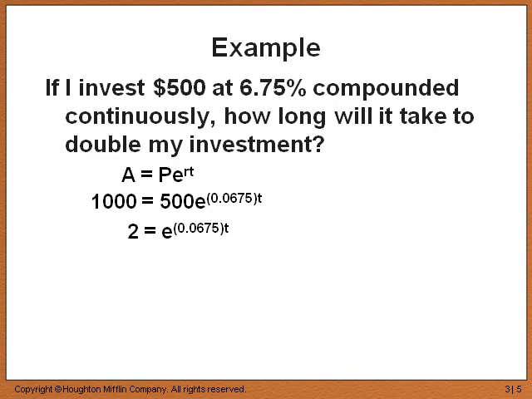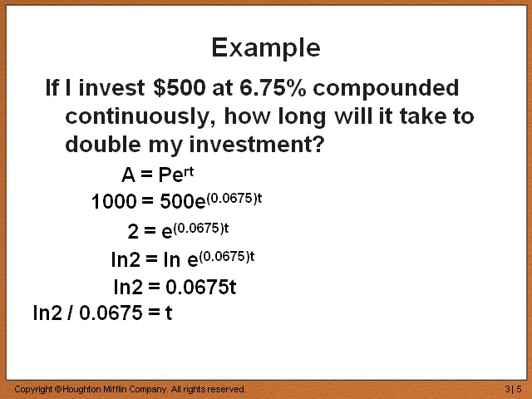You should have definitely been able to set up the equation and come this far on your own. Now we divide both sides by 500. We have 2 equals e to the 0.0675t. Then using techniques that we learned earlier, ln 2 equals ln of e to the 0.0675t. That's going to help us to get t by itself. So ln 2 equals 0.0675t. And finally, ln 2 divided by 0.0675 equals t. And I can just do that on my calculator.